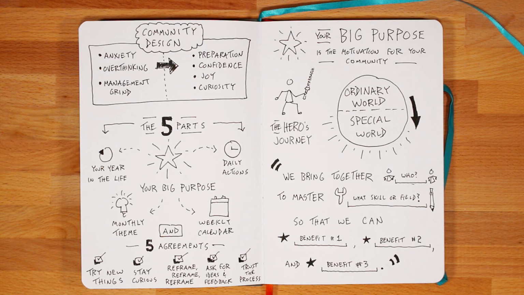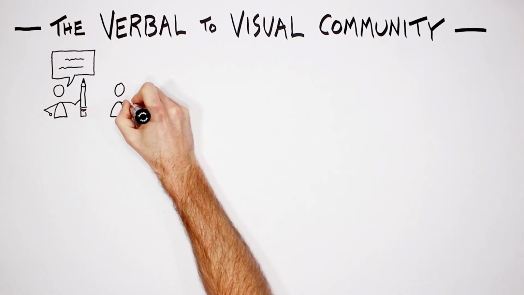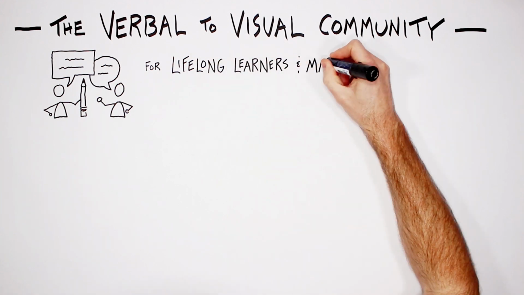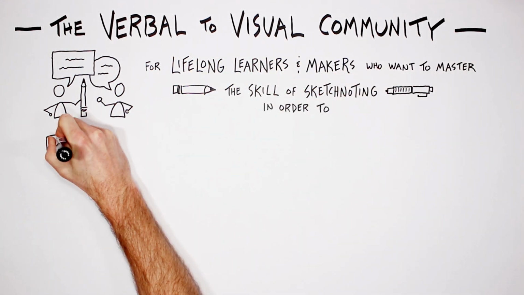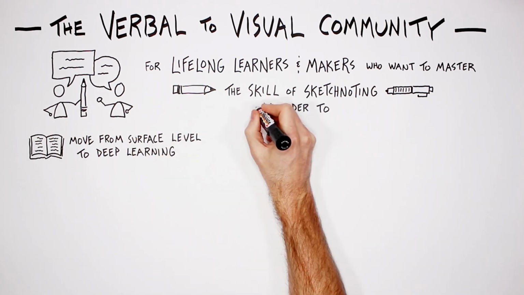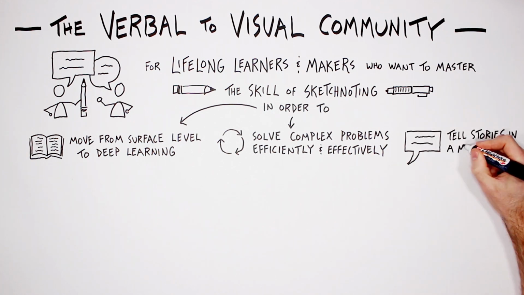It was helpful to create early on a single sentence to identify that big purpose. In my case, you saw that in the last video that I shared about the Verbal to Visual community that I just relaunched, and how the purpose of that community is to bring together lifelong learners and makers who want to master the skill of sketchnoting in order to move from surface level to deep learning, solve complex problems efficiently and effectively, and tell stories in a memorable and impactful way. Identifying that North Star was very helpful.